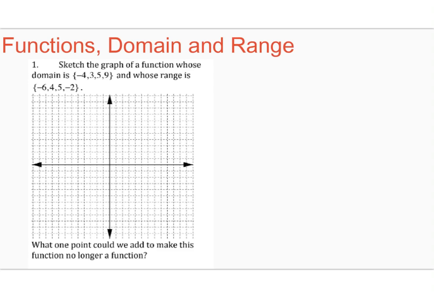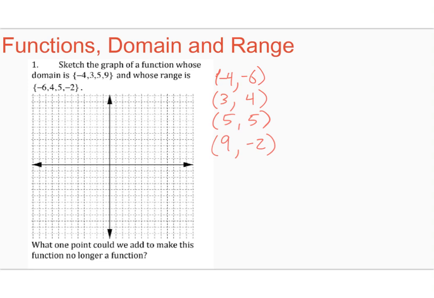For the first question, we're given a function that has a domain and a range that are really specific points. That means that we can't use any numbers between these, so I'm just going to arbitrarily decide to make these points. You can do this in any order that you choose, but in mine I'm going to go -4 to -6, just because those are the first numbers in the domain and range. 3, 4, the second numbers, 5, 5, and 9, -2. Any combination of those would be totally fine.